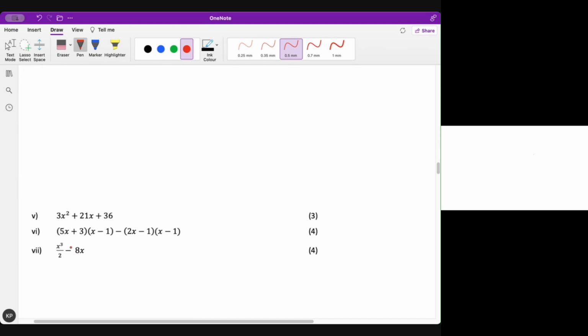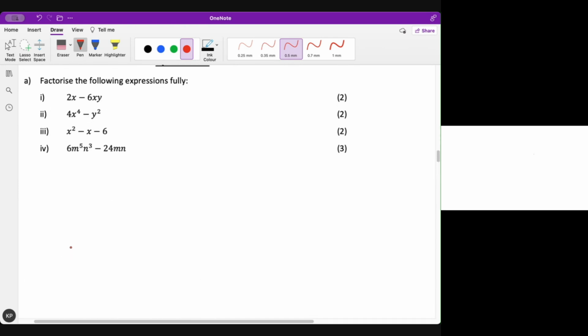Factorize. Okay, there's a lot going on here. Let's first pick between the first 4. 1 out of the first 4 we are factorizing. It's an hour and a half, so we finish at 4.